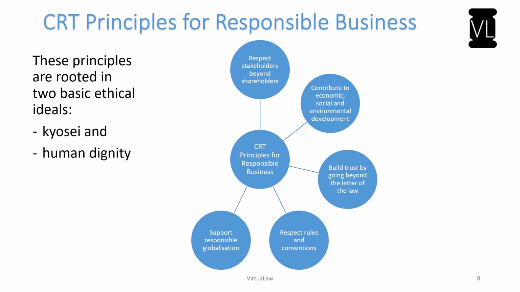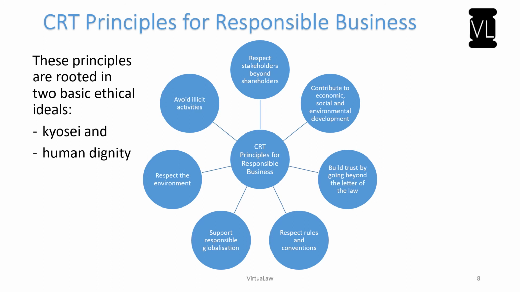Why do you have to do it? Even if the other country's regulations are not stipulating it, even then you should adopt responsible business practices in that particular country. It is not just in the country in which you're based. Wherever you're operating, you should ensure you have the same level of responsibility towards the stakeholders. So that is the concept of responsible globalization. Then respect the environment, which is a common thing for any business. And finally, avoid illicit activities, like avoiding child labor or other illegal activities like bribing government officials.